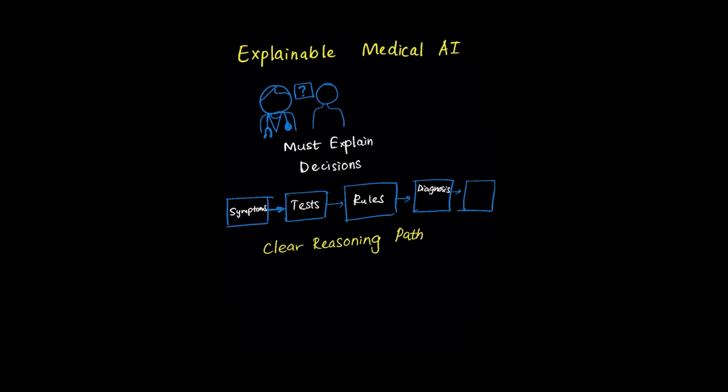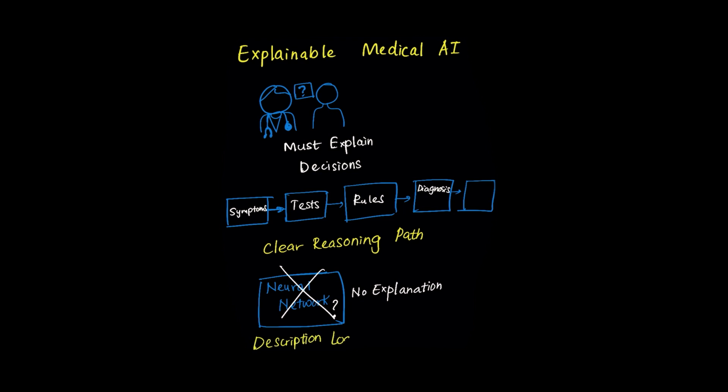Neural networks, despite their accuracy, operate as black boxes where decisions emerge from millions of weighted connections impossible to interpret. Transformers and probabilistic grammars, while powerful for other tasks, lack the formal reasoning structure that makes medical decisions transparent and trustworthy to healthcare professionals.